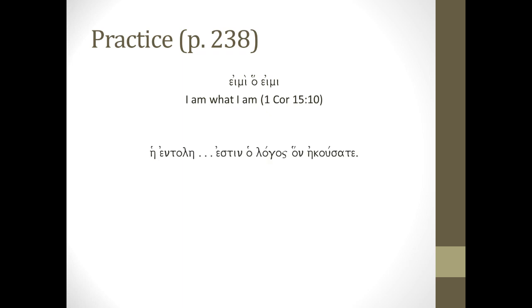In this next sentence, we have he entole, meaning the commandment. He entole estin ho logos hon ekousate. The commandment is the word, and then there's our relative pronoun hon that we have there. The commandment is the word which you heard. That's from 1 John chapter 2, verse 7.